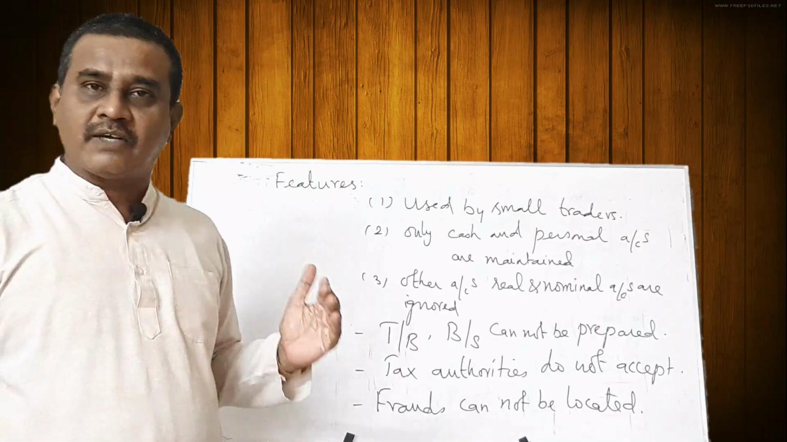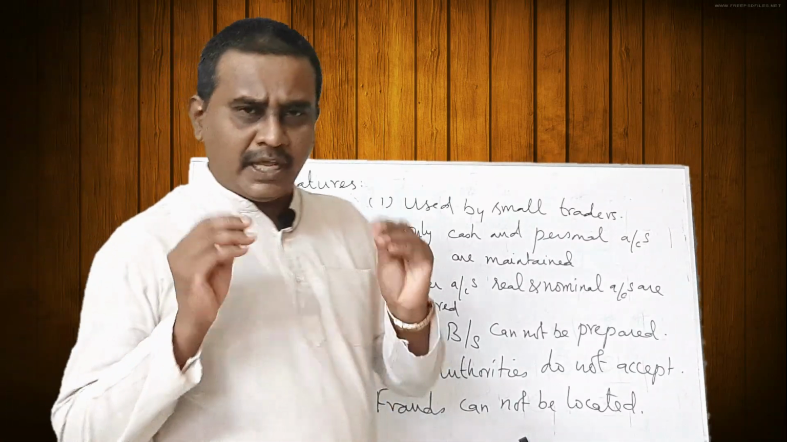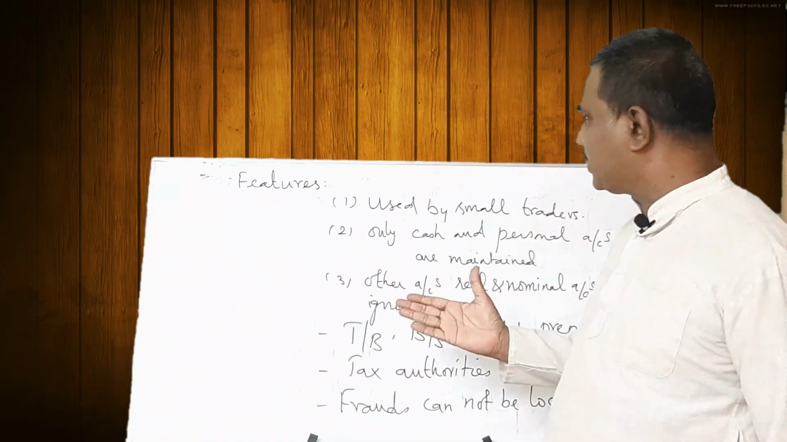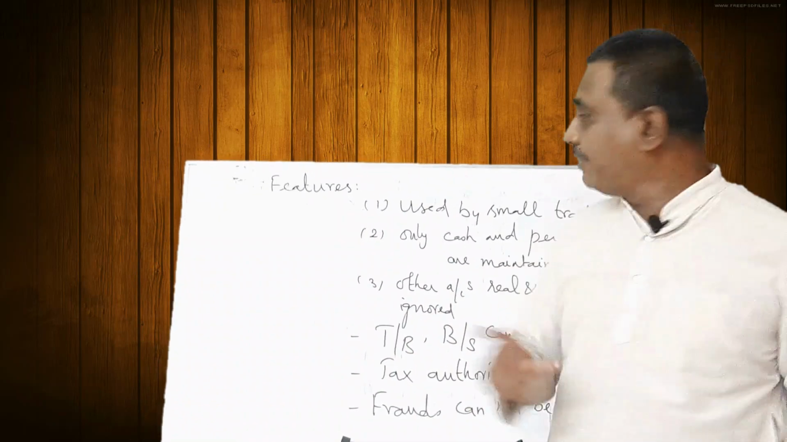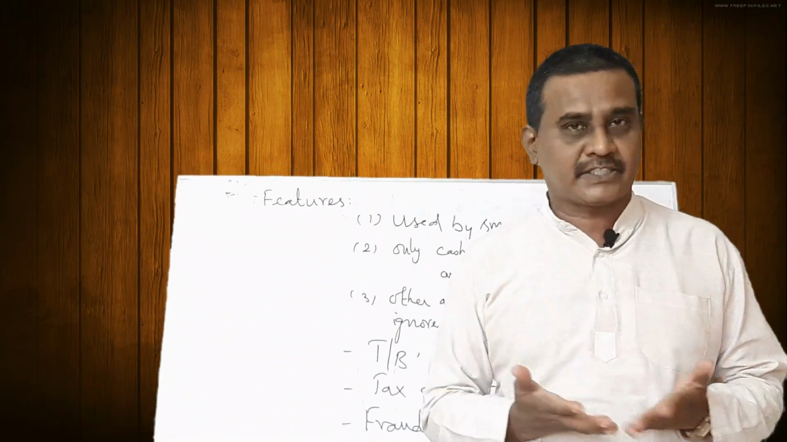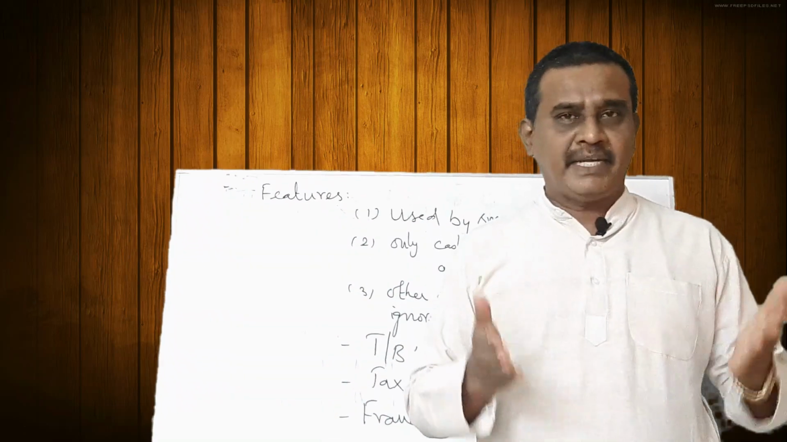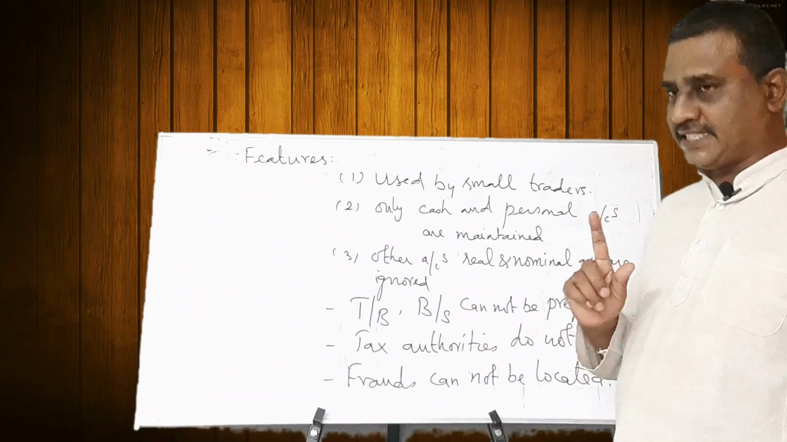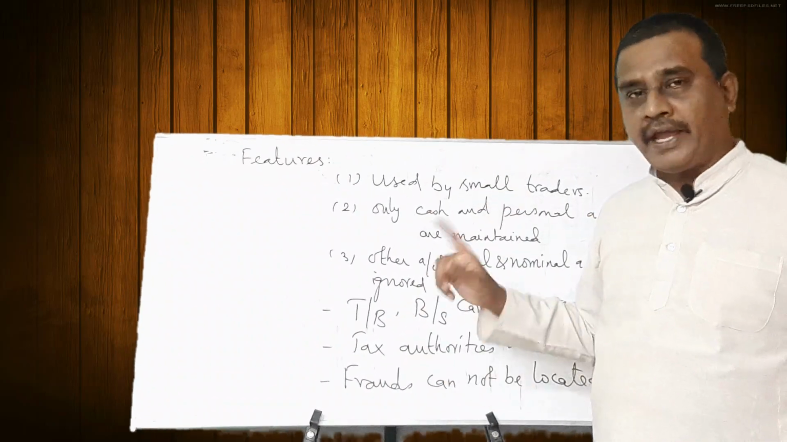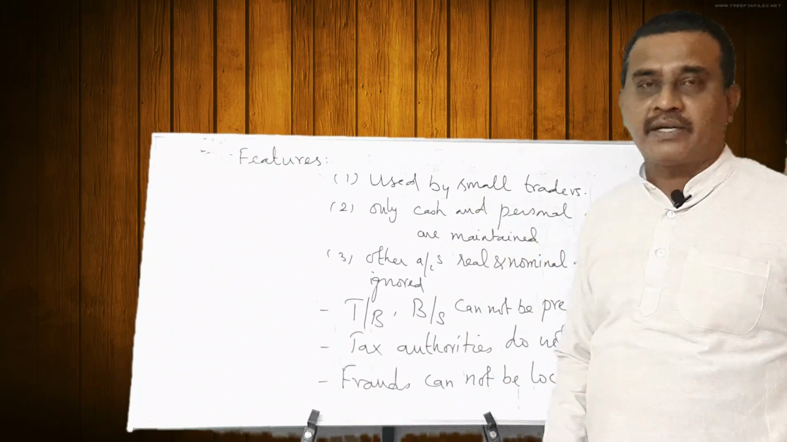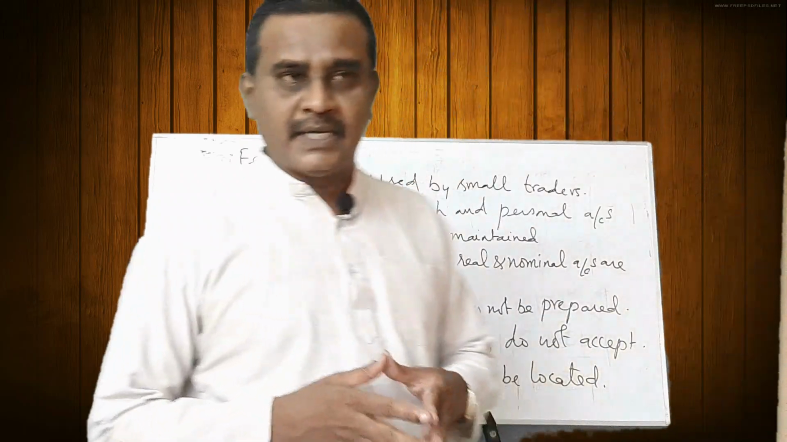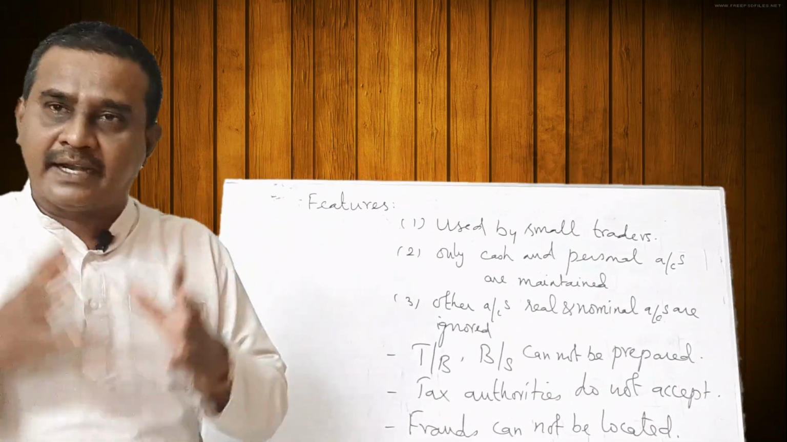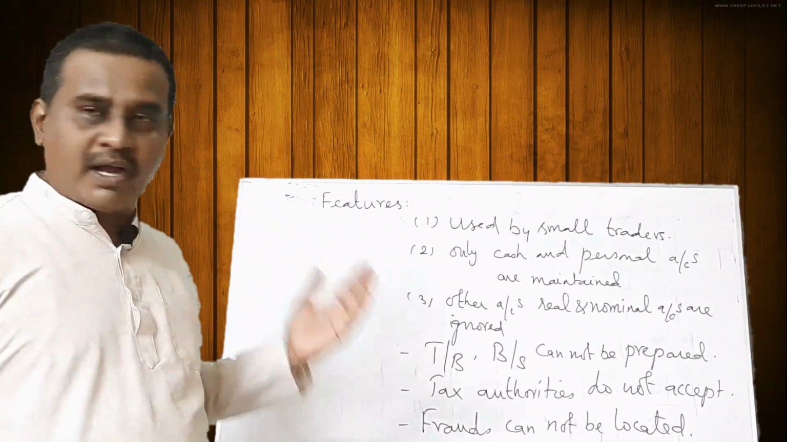See, what are the features of single entry system? My humble request is this: you must know the meaning of each and every word used in accountancy. First, you must know the meaning of feature. Feature means characteristic. What do you mean by characteristics? It means the quality. What are the qualities of single entry system? First thing is, this system is used only by small traders. What do you mean by small traders? Business people who invest only a small amount of capital and run their business are called small traders.